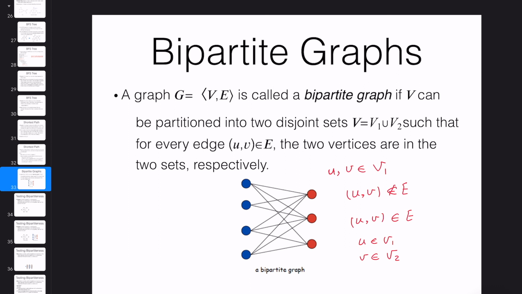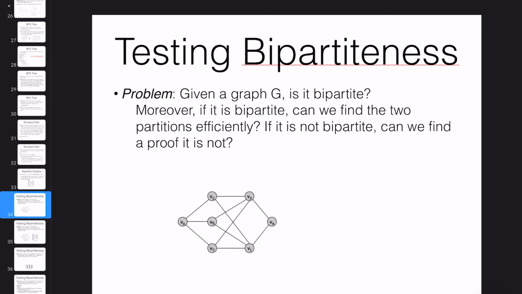And this is an example of a bipartite graph. You see that all the blue ones are going to be one set, all the red ones are going to be another set. And we only have a connection between the nodes in two different sets. So the problem now is you have a graph, you don't know if it is bipartite or not. You want to check whether it is bipartite or not. So for example, if I have a graph like this, is it bipartite?